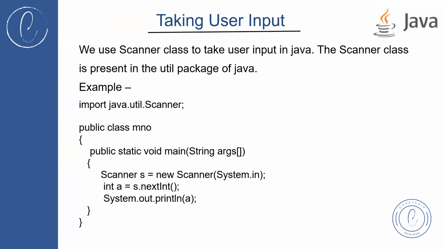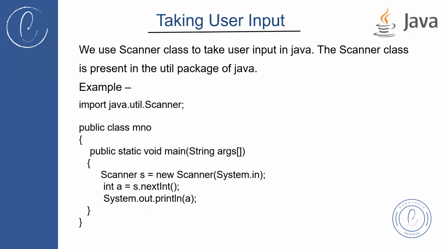As you can see in the example, we first import our Scanner class from the util package. So this is the convention: from java.util package, we are importing the Scanner class. Now we are creating a class MNO, and in the main method, we are using this class to take user input. Here we have created an object s. This is the convention of creating an object of the Scanner class, and here we have specified System.in. It indicates to the Scanner to take input from the user.